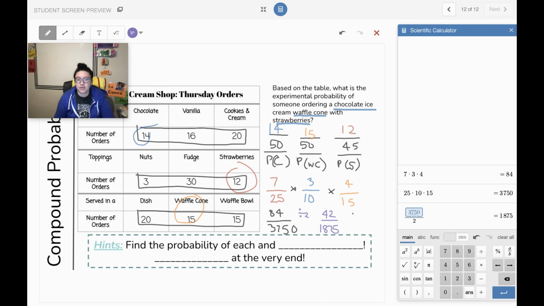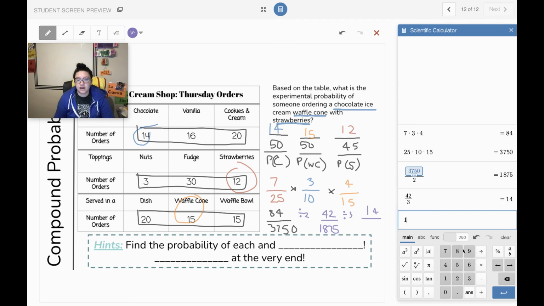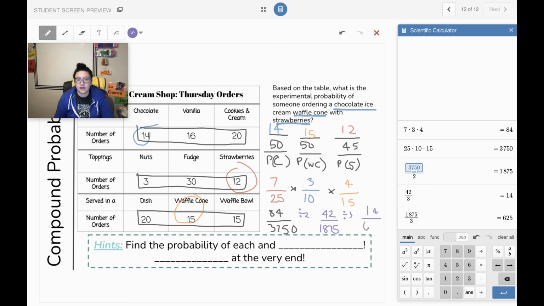There's another number that can go into both of these. 3. 42 divided by 3 is going to give you 14. 1875 divided by 3 gives me 625. That's kind of ugly. I had to do that twice. But there's this thing called cross simplification.